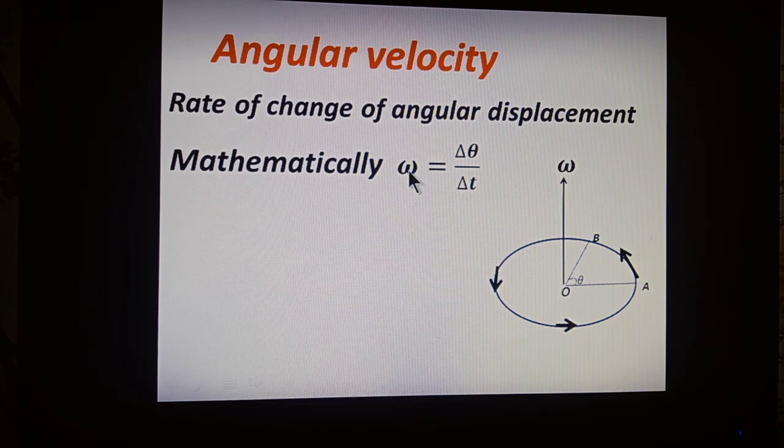Students, angular velocity is also a vector quantity. Again, its direction is perpendicular to the plane of rotation of the body. If a body is rotating in anti-clockwise direction in a circle of radius OA or OB from A towards B, then by the right hand rule omega is directed upward along the axis of rotation of the body. It is a vector quantity. Its unit is radian per second.